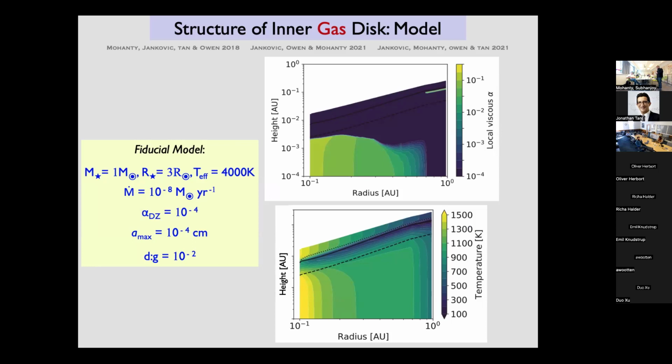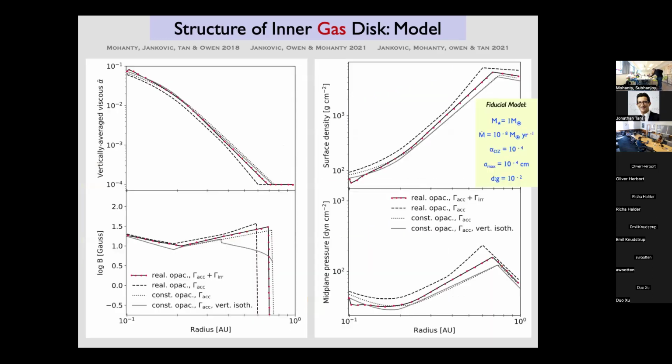The point here is that here's the distribution of alpha in the top plot. You can see that it is high in the inner parts of the disk and essentially dies out here. That's because alkali ionization exponentially falls off as the temperature falls off, right? Okay, excellent. Then we have all kinds of graphs here.